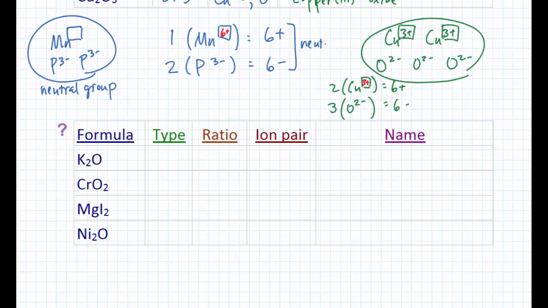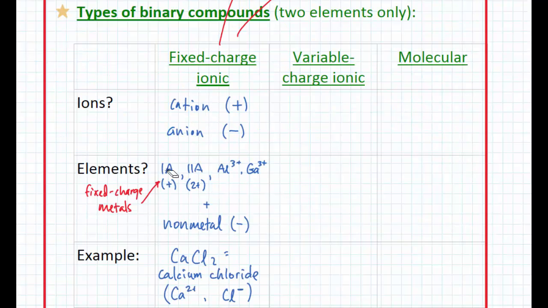Okay? So let's mix it up just a little bit, because in this table right here, I've thrown in some fixed charge metals from before. So type in this should be fixed or variable. And that's looking at the metal. And if you want, you can look here, we listed which fixed charge metals we know about so far.